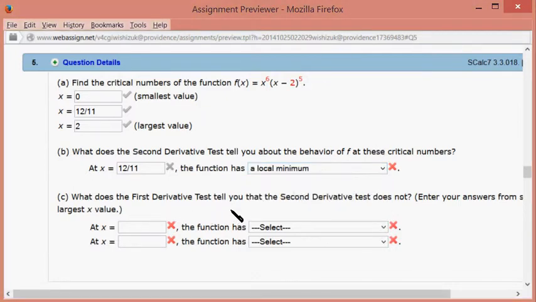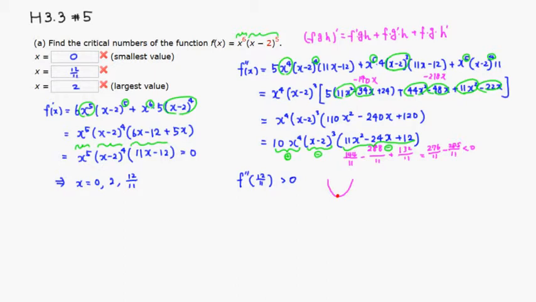So let's put that in. So at 12 over 11, this is going to be a local minimum, right? Then what does the first derivative test tell you about the other two? Of course, these are 0 and 2, right? So let's look at that. Alright, so the first derivative test. We're going to do a number line, right? Then you have 0 here. And between that you have 12 over 11. And you have 2, right?